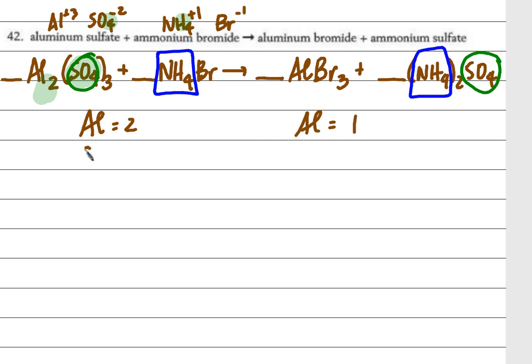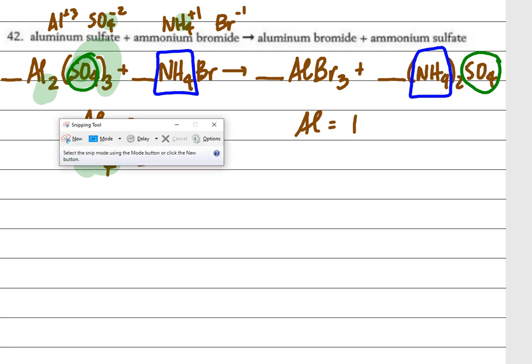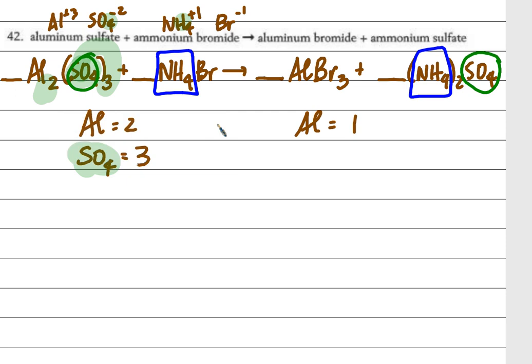How many sulfate groups? Be careful. There are 3 groups of sulfate. That's very critical that you can recognize that. 3 sulfate groups. And what about on this side? There is 1 group of sulfate. That one right there.